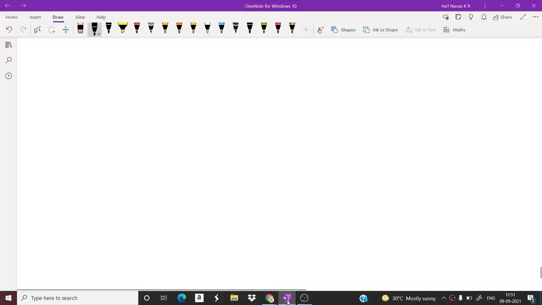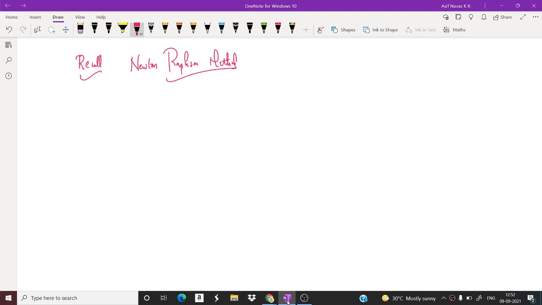So let us recall Newton-Raphson method. Okay, so Newton-Raphson method is a method to find the solution of the equation f of x equal to 0.